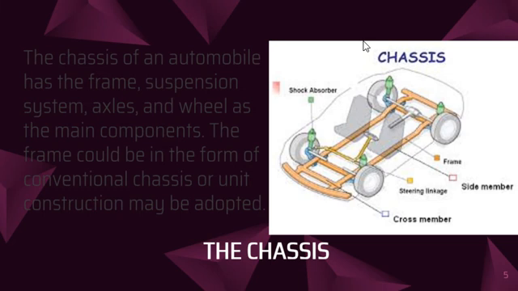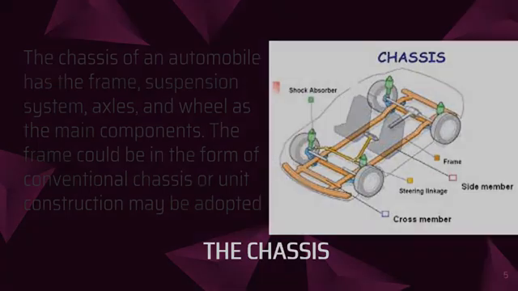As you can see in this picture, we have here the shock absorber, the cross member, the steering linkage, the frame, and then the side member. These are the basic parts of the chassis.